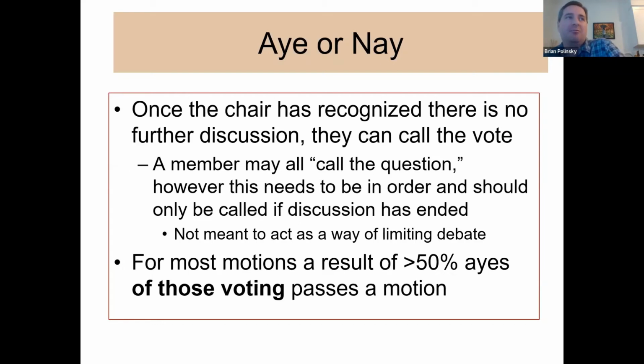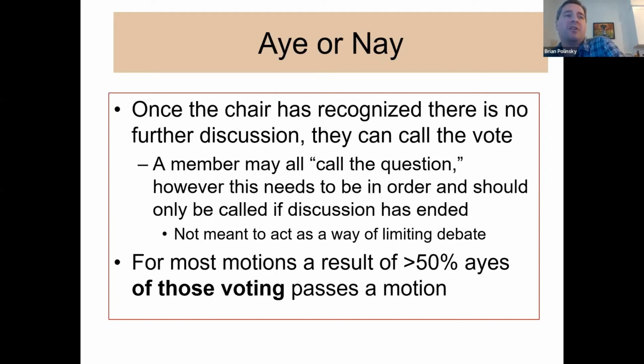Once the chair has actually recognized that there's no further discussion that's going to be taking place, then they can call for the vote. A member can also make a motion to call the question, but that always needs to be in order and should only be called if the discussion has truly ended and no one has anything more to say on the matter. It's not meant as a way of trying to limit debate. So someone shouldn't say, I call the question even though several more people have things that they want to say.